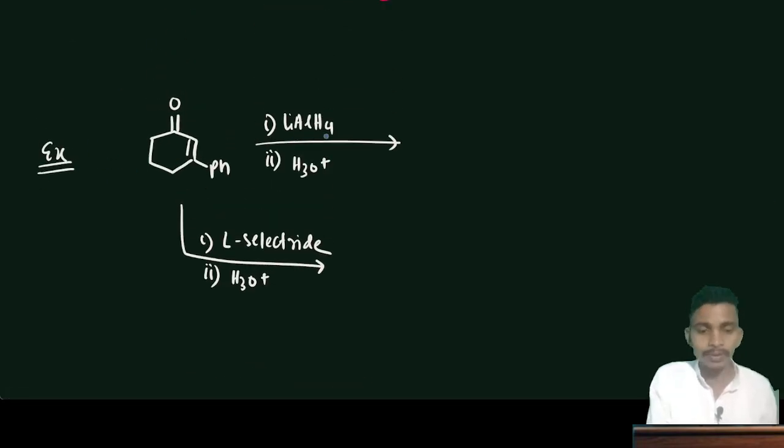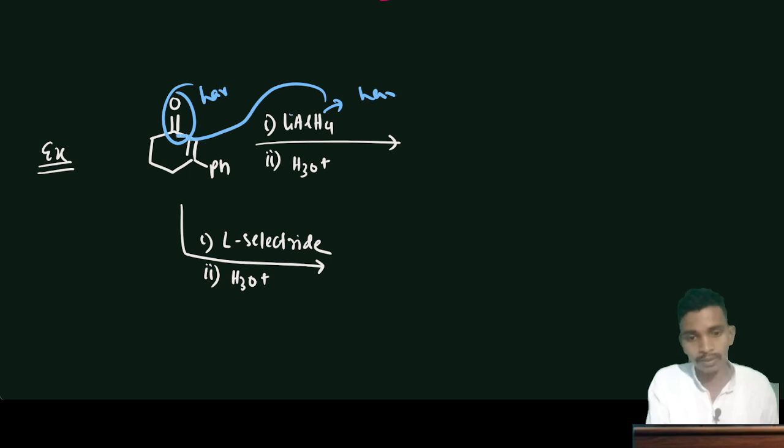In this, what we are given is lithium aluminum hydride, and then they did the hydrolysis. So now what we'll do here: this lithium aluminum hydride, since this is hard because of this Li plus, and this C=O is hard, so this will attack this hard. So this will attack here, which means 1,2 addition will happen.